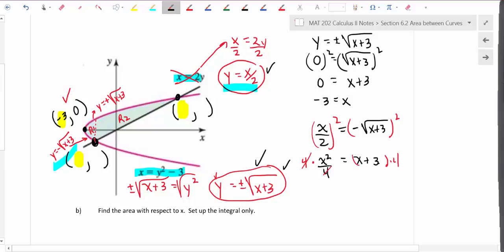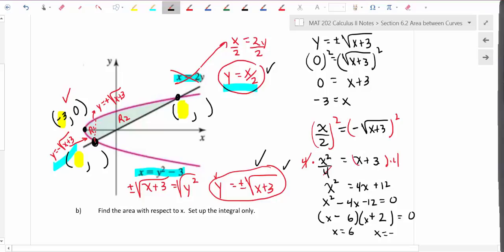Okay, so we're going to do that using the same thing. So we get x squared equals 4x plus 12. So that's x squared minus 4x minus 12 equals 0. And then that factors as x and x, 6 and 2, with a minus and plus. So that gives x equals 6 and x equals negative 2. So clearly this negative 2 is representing this thing right here. Okay, so we got that.